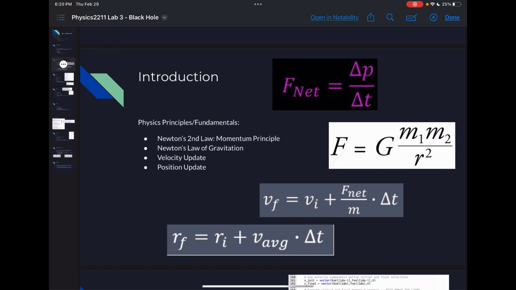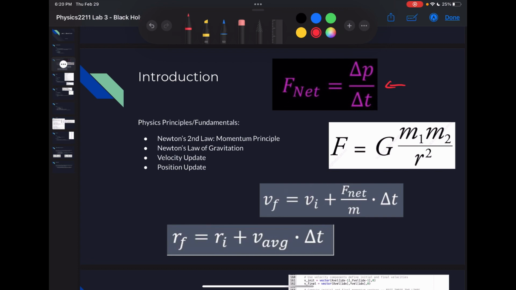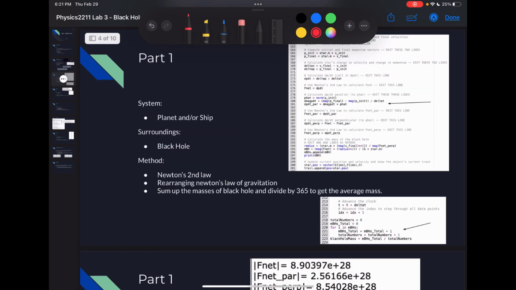Introduction. The physics principles I used in the lab are Newton's second law, the momentum principle, which is shown here: delta P over delta T equals F net, the change of momentum over the change of time. Then Newton's law of gravitation, which is the gravitational constant times the two masses divided by r squared. Then the velocity update formula, Vf equals Vi plus F net over m times delta T, and the position update, Rf equals Ri plus V average times delta T.